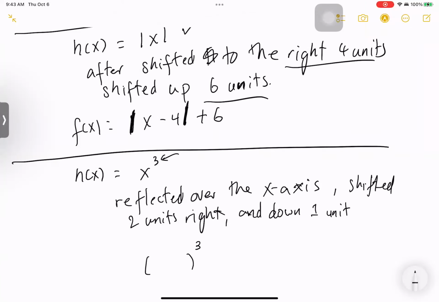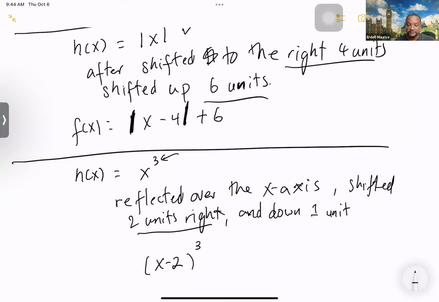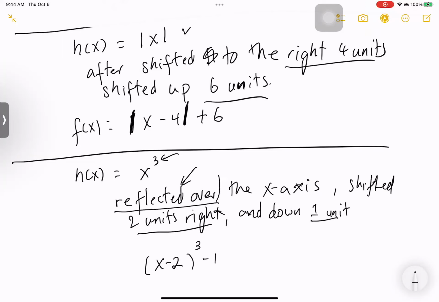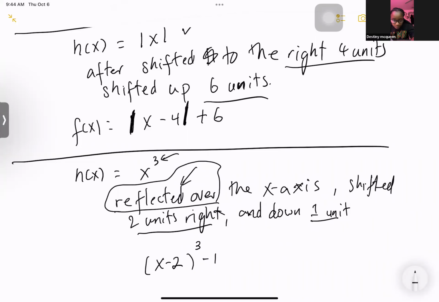Oh. So it would be x what? X to the third power, and then I think, so your x minus 2 to the third power? Yeah. So it's shifting right, so it's going to be x minus 2 to the third power, minus 1. It's going down, right? So minus 1, and one more. Reflected. I'm gonna let you take care of that one, Destiny.